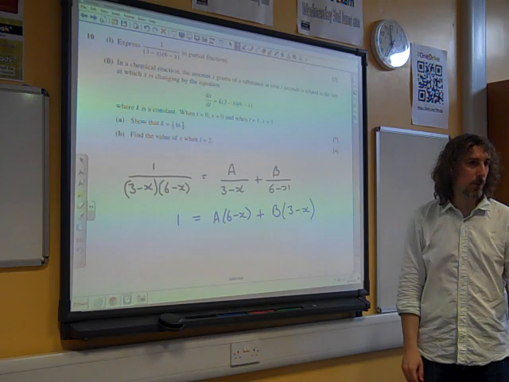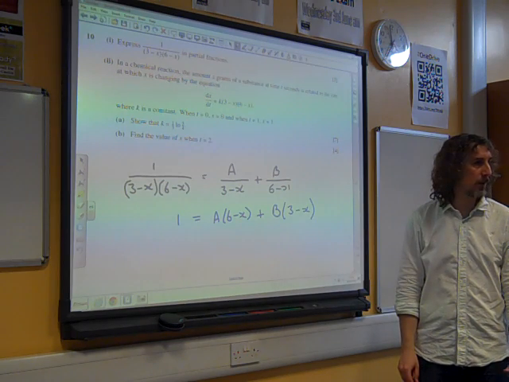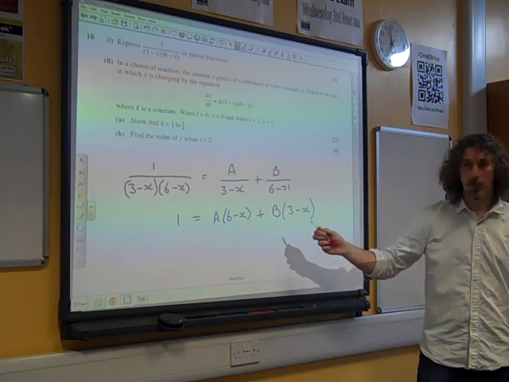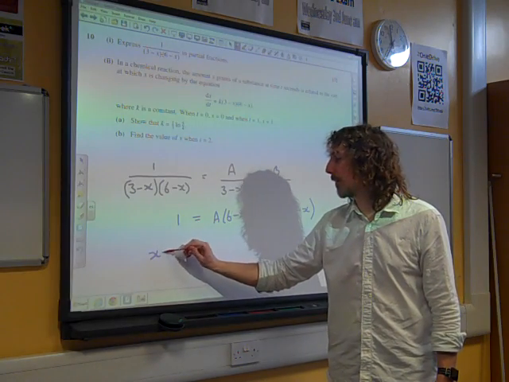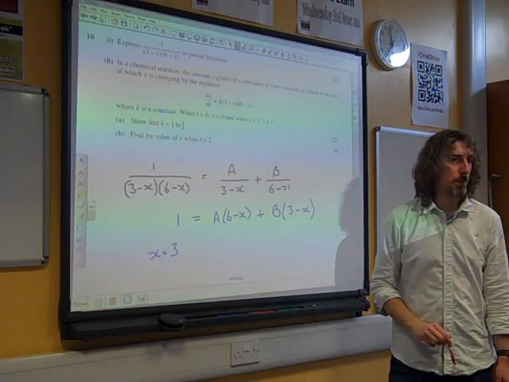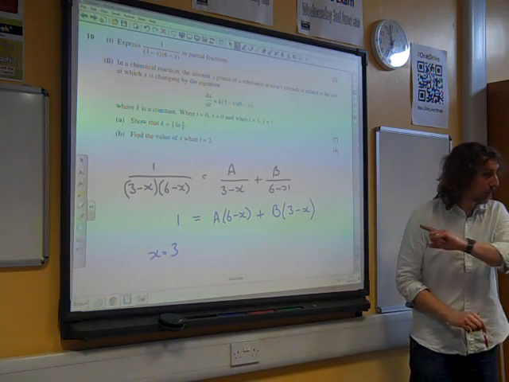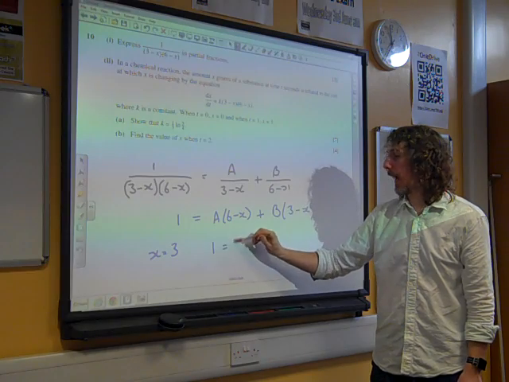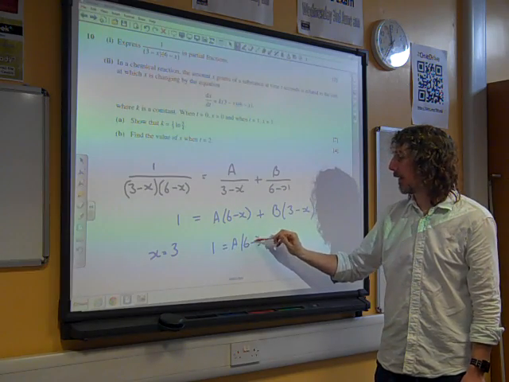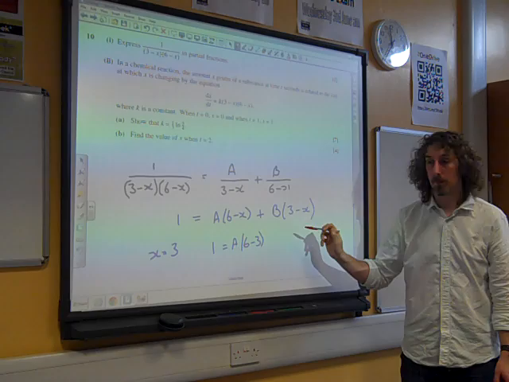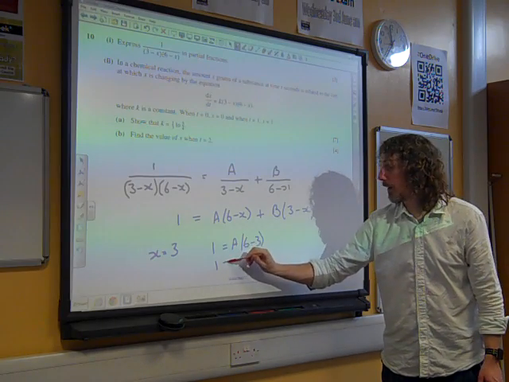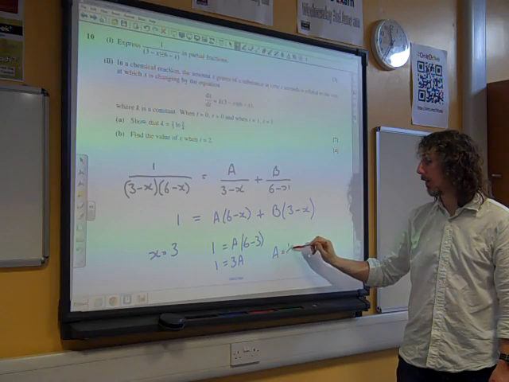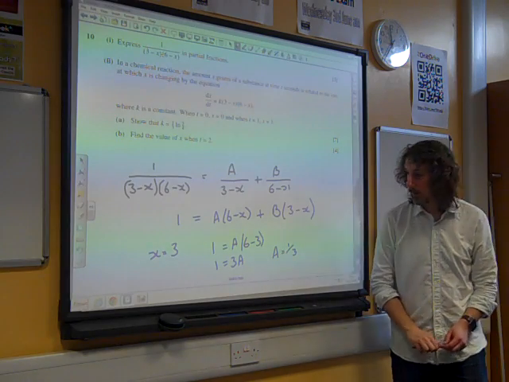And then this is quite a nice one because we can see the values that we're going to sub in straight away. We're going to sub in values that make the bracket 0. So we're going to start with x being 3. Sub it into both sides of the equation. The 1 won't change, but we'll get a times (6 minus 3) plus b times 0. So I think that gives us 1 is 3a. So a is a third.